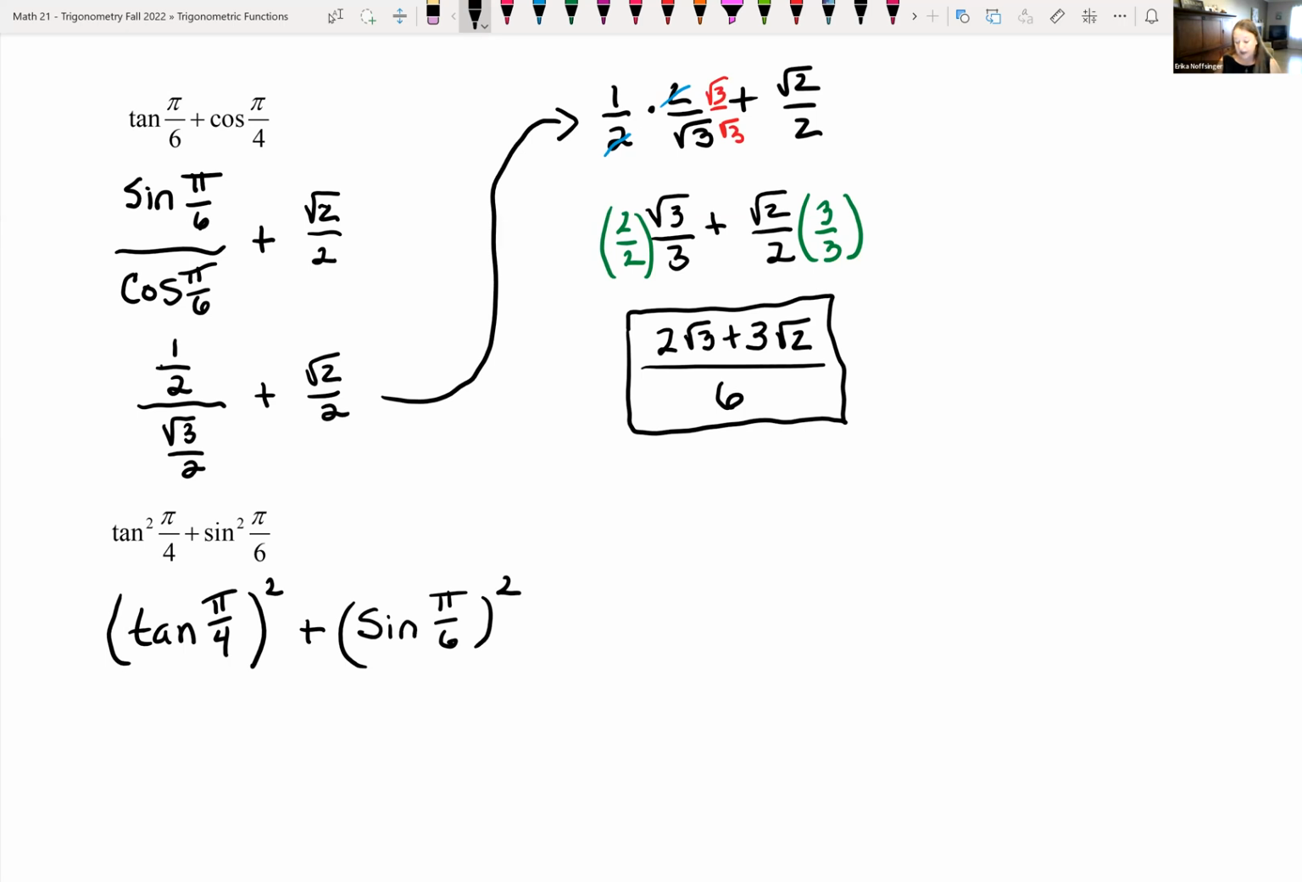So tangent of pi/4, that one, if you remember, was 1. It's sine of pi/4 over cosine of pi/4, which is root 2 over 2 divided by root 2 over 2, which is 1. So this is 1 squared plus sine of pi/6, sine of 30. That one was 1/2, and we're squaring it. So this gives us 1 plus 1/4. Common denominator, so that's 4/4 plus 1/4, which gives us back 5/4.